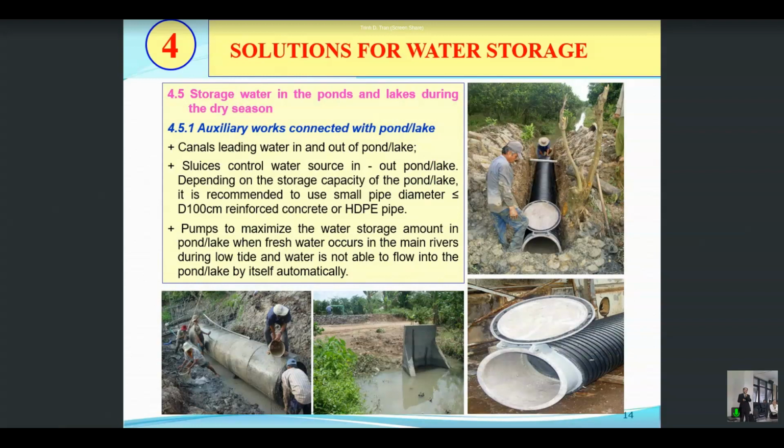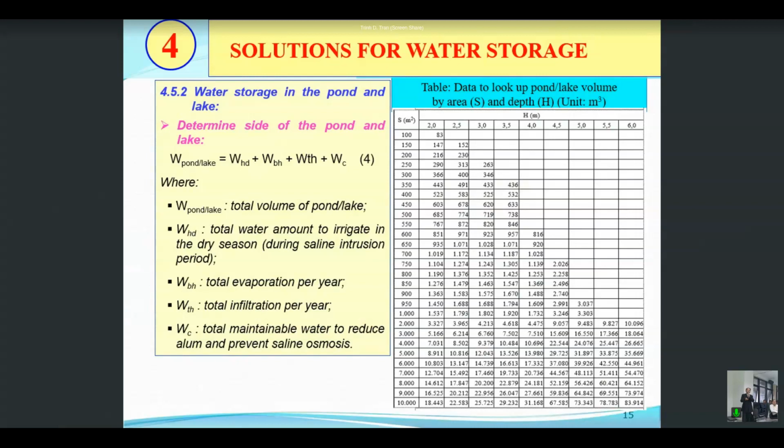And here's the water stored in the pond and lake during the dry season. Auxiliary work connected with the pond and lake includes canal, sluice, and pump to support the system. And we determine the size of the pond and lake in formula number 4. And we also set up the table for the farmer to apply in actual production.